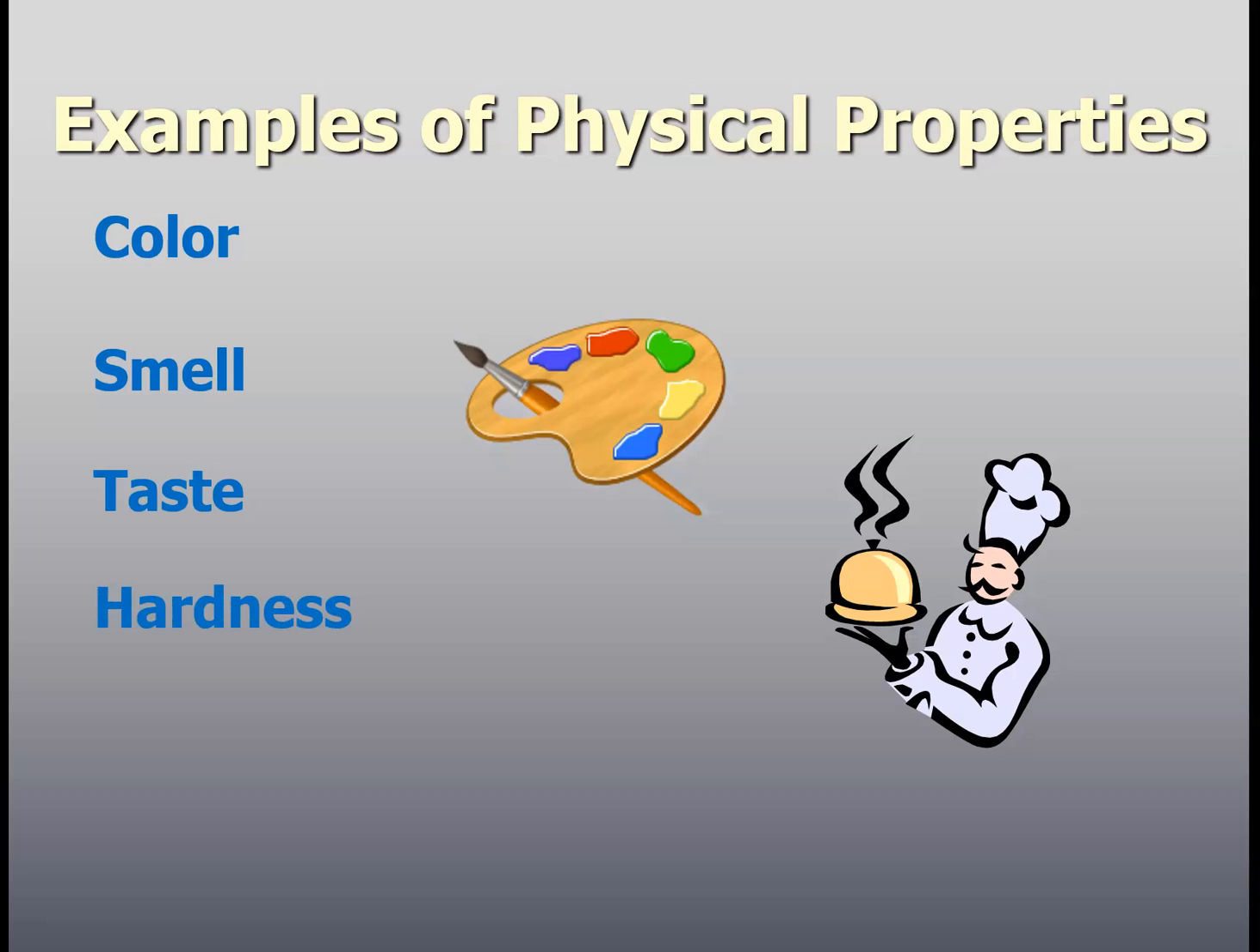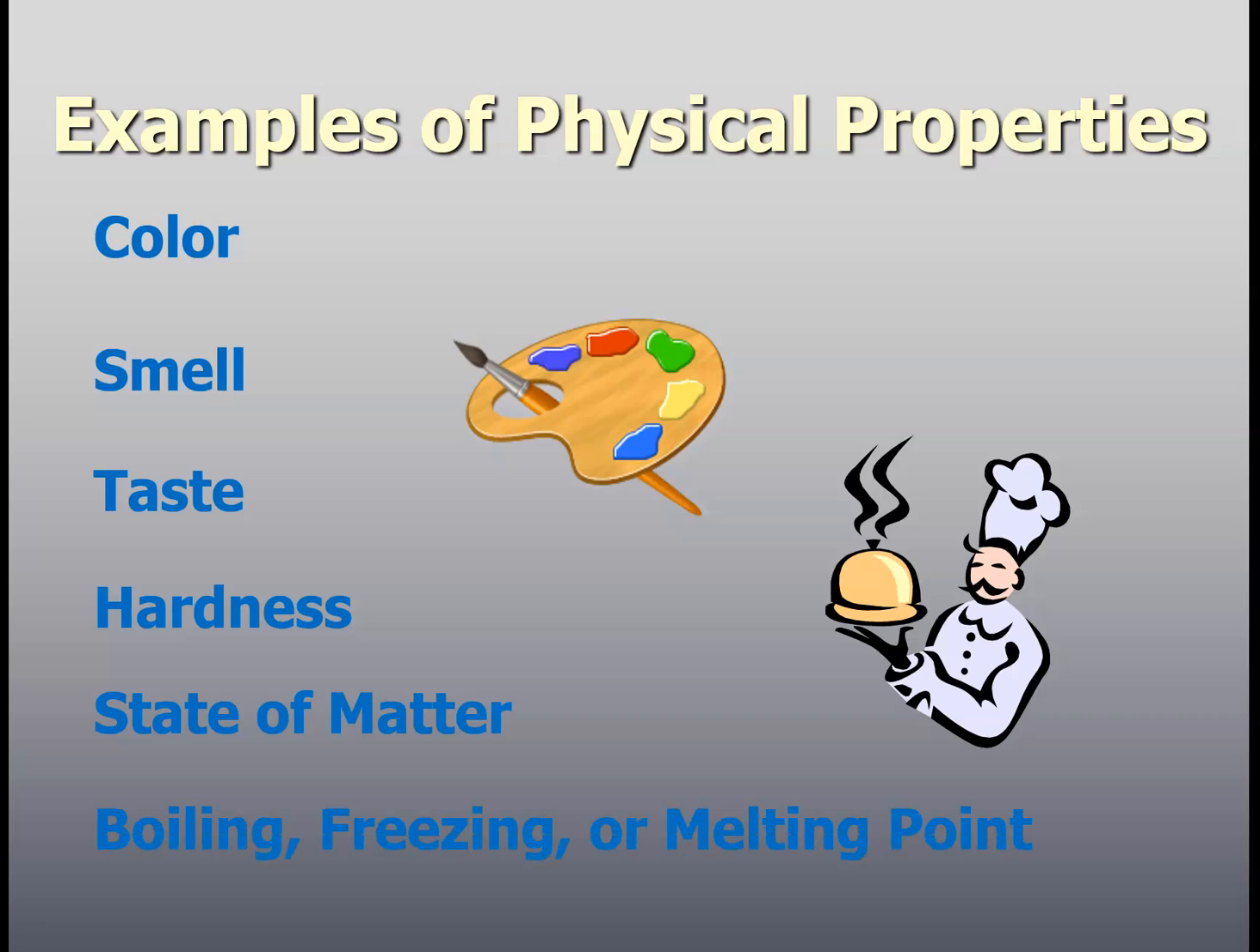Hardness. The wood is hard. That is another physical property because we can tell that it is by our touch. States of matter. Is it a liquid? Is it a gas? Is it a solid? Is it plasma? Those states of matter are also considered physical properties. Is something boiling, freezing, or at a melting point? All of these are examples of physical properties. Again, if you need to pause this to take notes, please do.